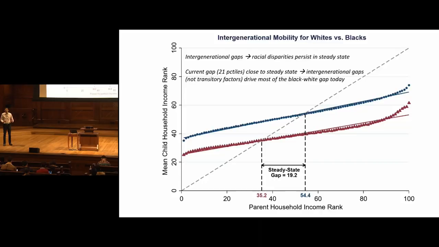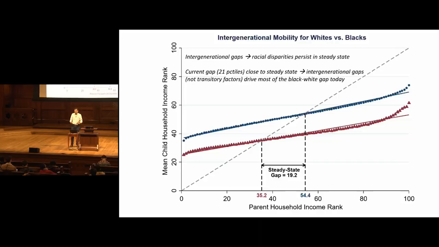As you saw in the initial example I gave, if that were not true, those gaps would naturally shrink over time. But in practice, there are big differences in intergenerational mobility. In fact, those differences are so large that the gap you'd end up having in steady state, if you just think about it from the lens of this simple dynamic model, is about 20 percentiles, which is, in fact, the gap we actually have today.